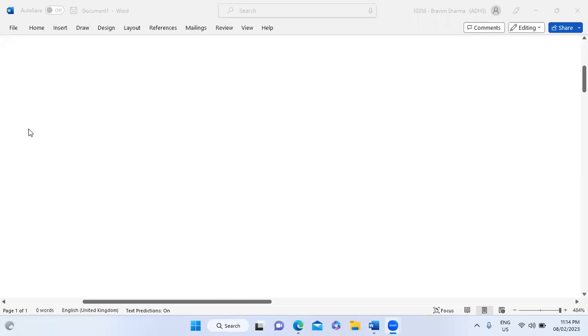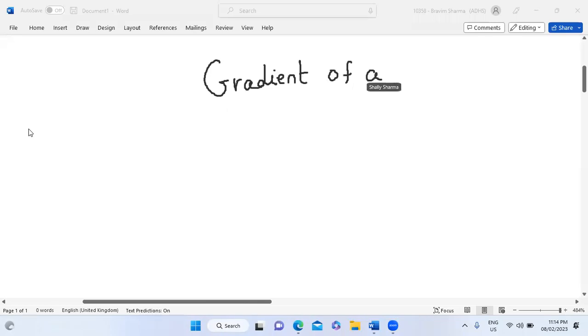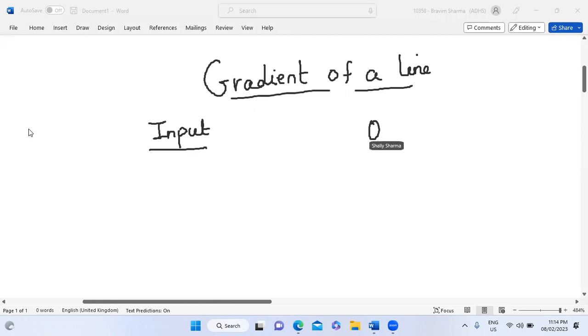Hello everyone. In today's lesson, we are going to learn about how to find the gradient of a line. There are different ways to find the gradient of a line, and it completely depends upon what information is given to us, or what the input is. The output will be, in every case, the gradient, but it depends upon the input. Accordingly, we apply a method to find out the gradient.